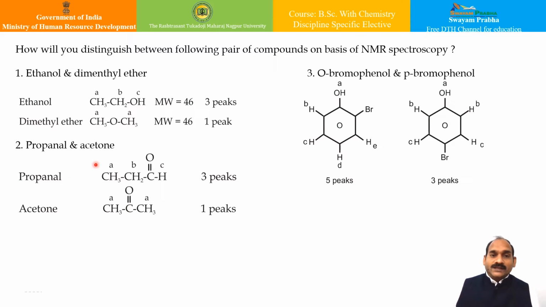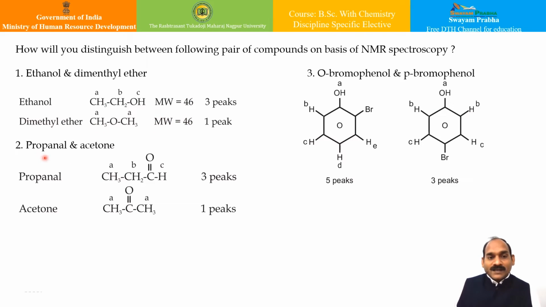We can actually distinguish between the pairs on the basis of NMR spectroscopy. Say, for example, if you see ethanol and dimethyl ether. Ethanol, which we have seen in the earlier slide as well, has 3 environments, like A type, B type, and C type, and therefore it will give you 3 peaks. Whereas the molecular weight is the same, in dimethyl ether there is only a single environment for all the protons, and therefore there will be a single peak. So from this peak as well, you can predict, if the molecular weight is the same, what kind of compound it is.